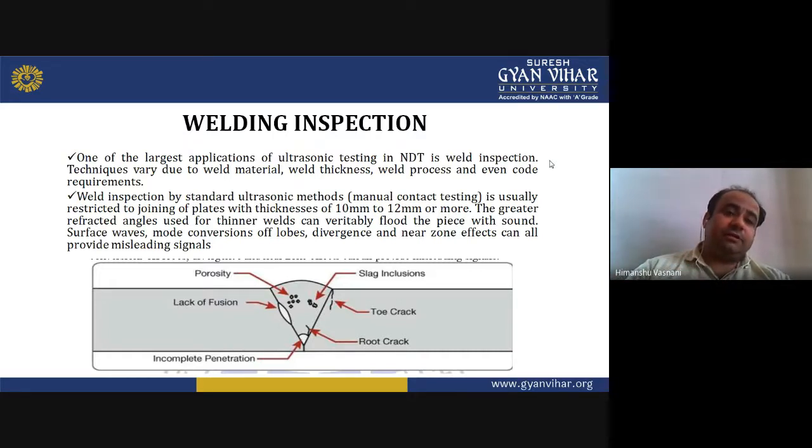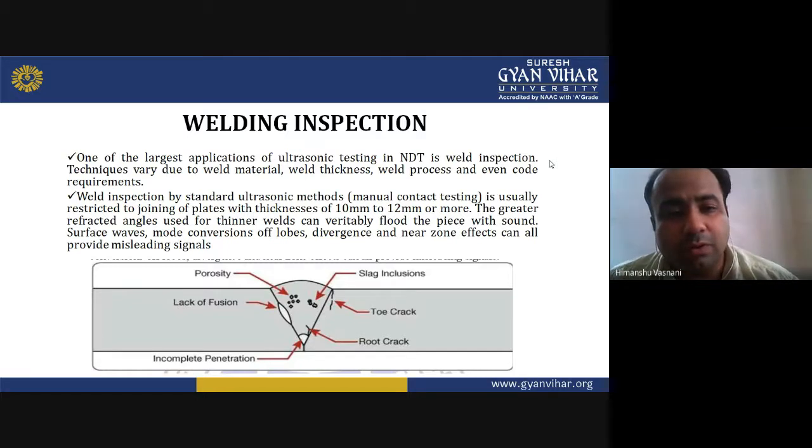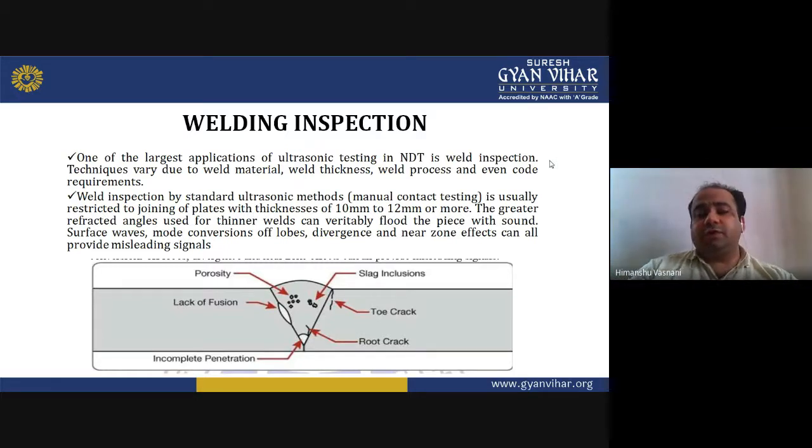The greater the refraction angles used for thinner welds can veritably flood the piece with sound. So surface waves and mode conversion, lobes, divergence and near zone effects can all provide misleading signals.